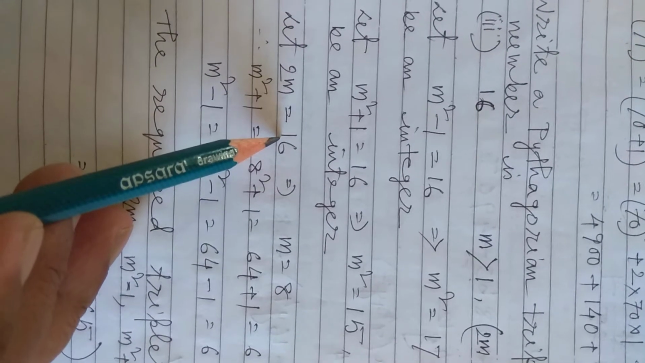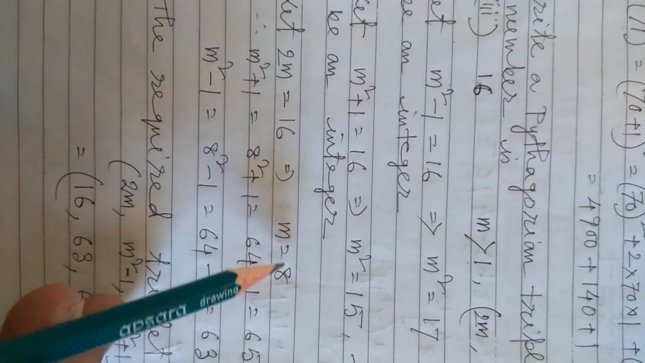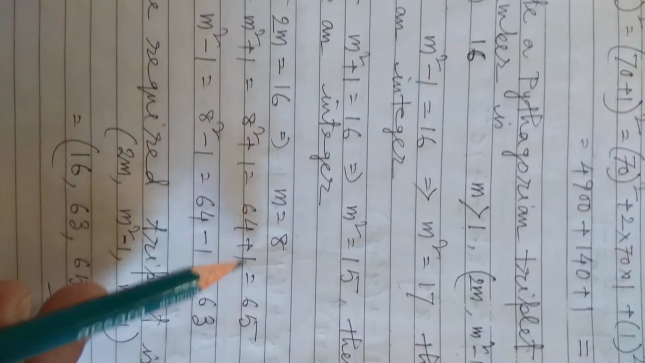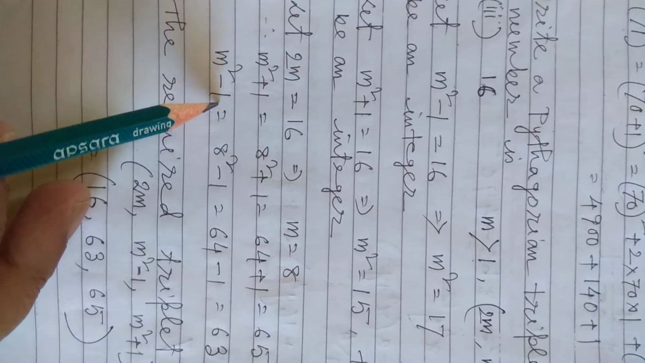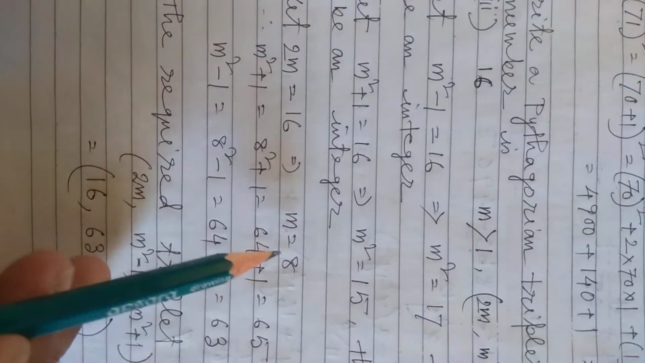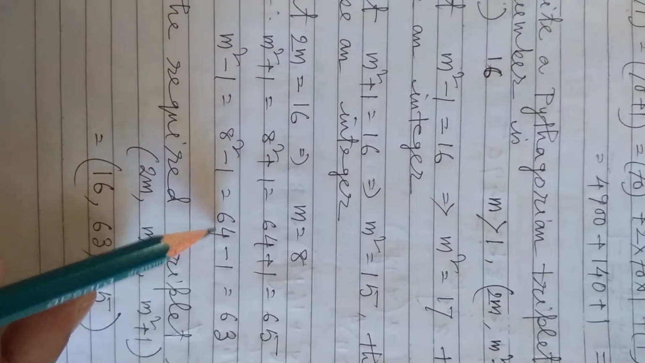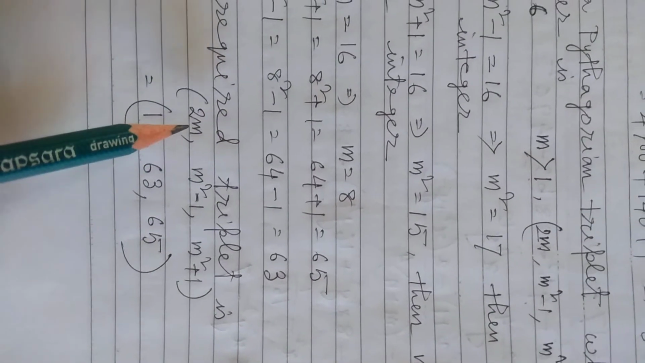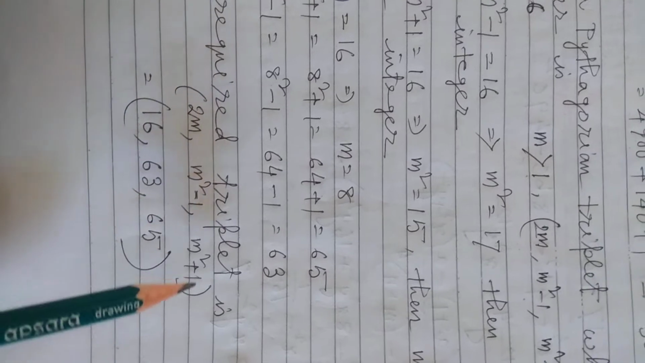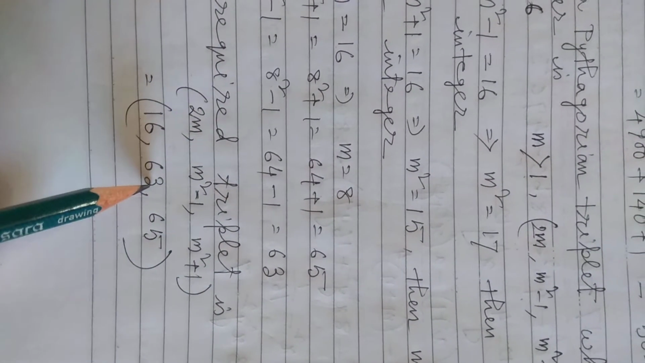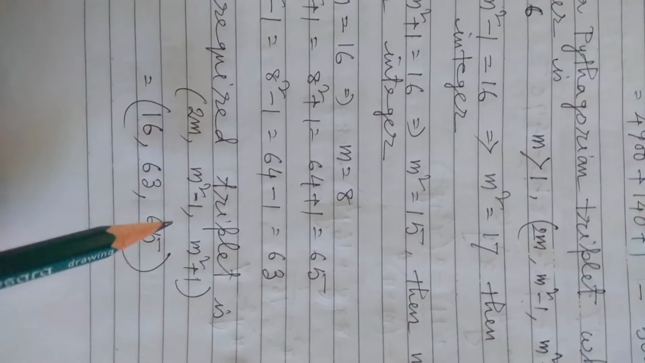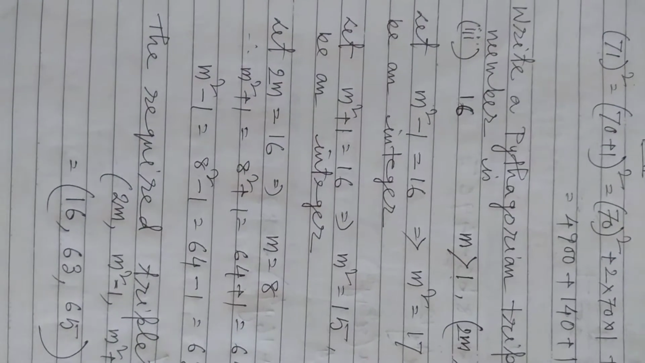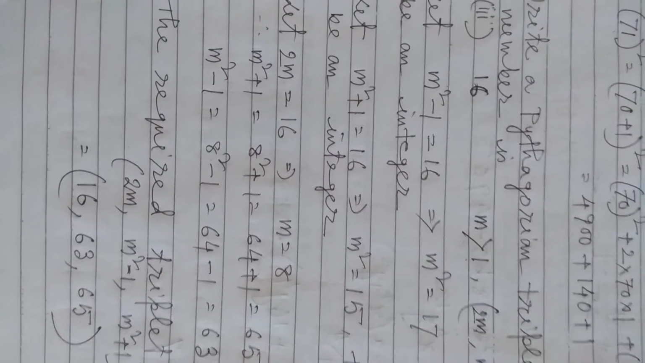Next, 2m equal to 16, so m equal to 8. For m equal to 8, m square plus 1 equal to 8 square plus 1 equal to 64 plus 1 equal to 65. And m square minus 1 equal to 8 square minus 1 equal to 64 minus 1 equal to 63. The required triplet is 2m, m square minus 1, m square plus 1, that is 16, 63 and 65. So this is the Pythagorean triplet where one of the numbers is 16. And the remaining sums you try to do yourself.